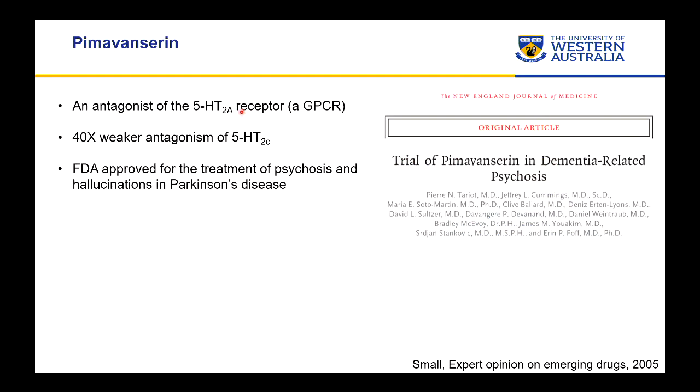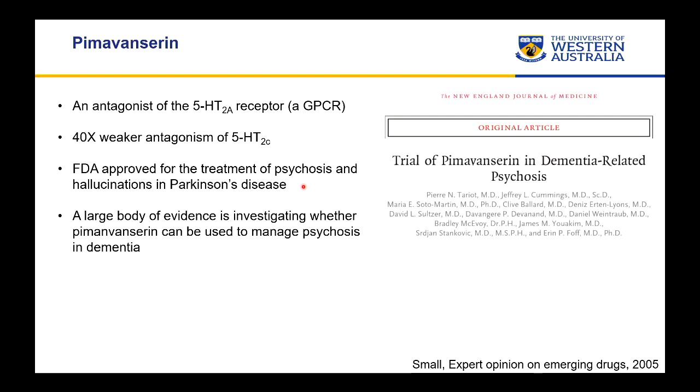It seems to be selective for the 2A receptors. It also does affect the 5-HT2C subtype of the receptor, but it has more affinity for and selectivity for the 5-HT2A receptor. And this is FDA approved for the treatment of psychosis and hallucinations in Parkinson's disease. So it does seem to affect those psychotic symptoms.